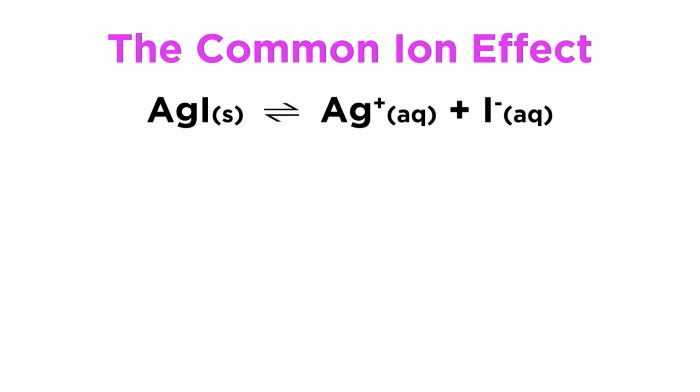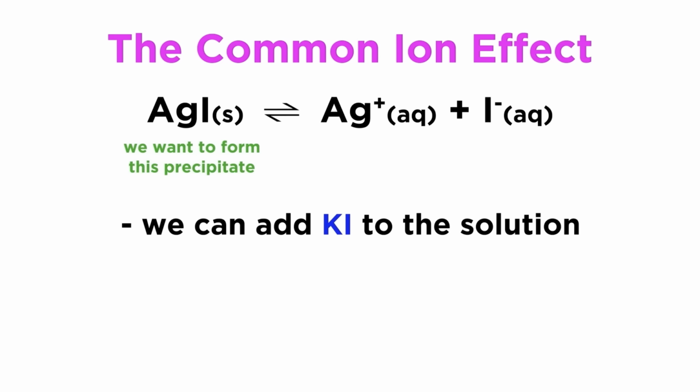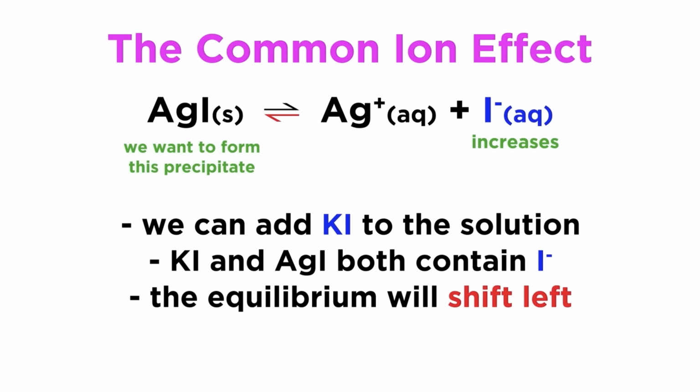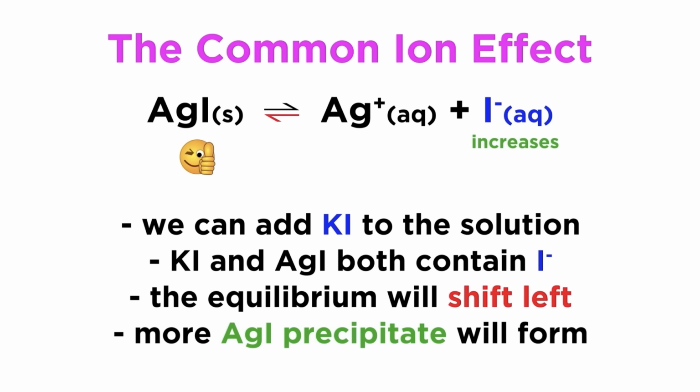Let's now look at an equilibrium between, say, silver iodide and the aqueous silver and iodide ions. If we are interested in forming a silver iodide precipitate, one way we can do this is to add some potassium iodide. Potassium iodide shares a common ion with silver iodide, that being the iodide ion. If there is more iodide ion in solution, that will affect the equilibrium, and it will shift left to use up the excess iodide ions. If the equilibrium shifts left, that means more silver iodide precipitate will form, so this is a method of promoting precipitation.